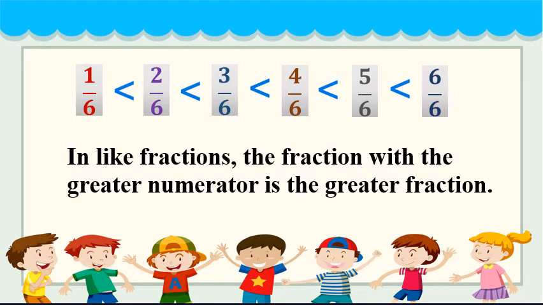See dear students, remember this. In like fractions, the fraction with the greater numerator is the greater fraction, isn't it? See here, 5 upon 6 we will take as the example. Here 6 total parts are there and 5 parts are colored. That means that is the greater portion, isn't it? And one whole is the full portion. I hope you understand this.